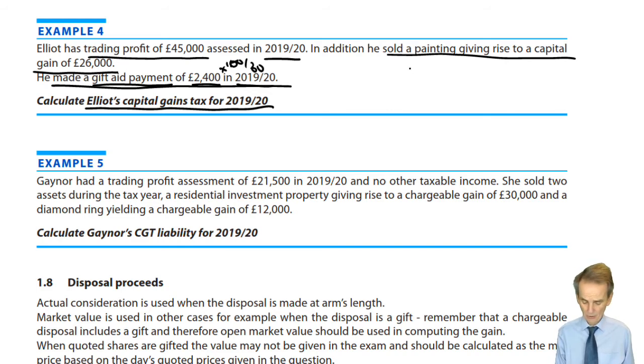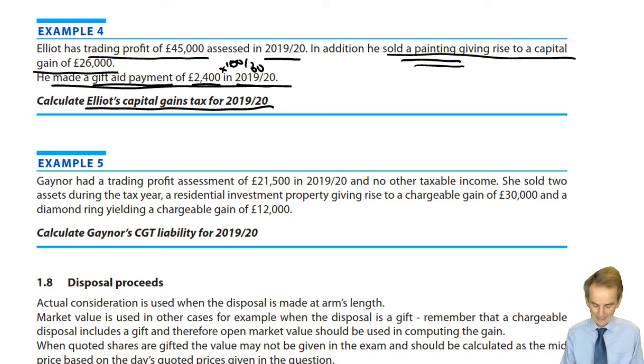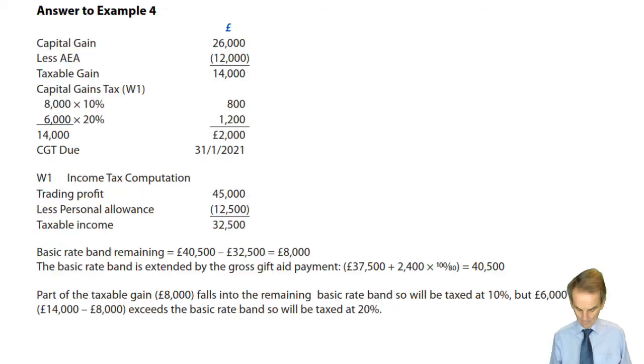Again, it's those rates, of course. Sold a painting. This is not residential property. It's not a business asset eligible for entrepreneurs' relief. So it's 10 and 20%, the normal CGT rates there. Okay, have a go at that exercise now. And again, then we'll quickly review through to make sure that we've conquered that particular obstacle as well.